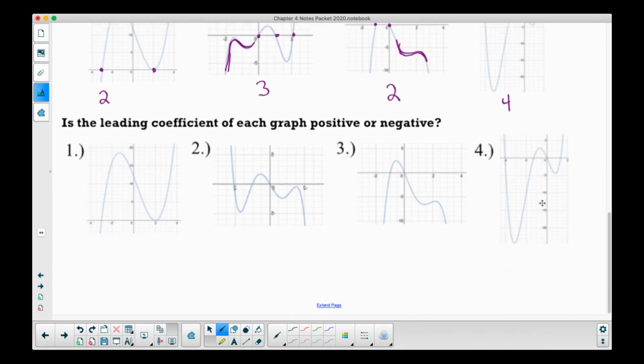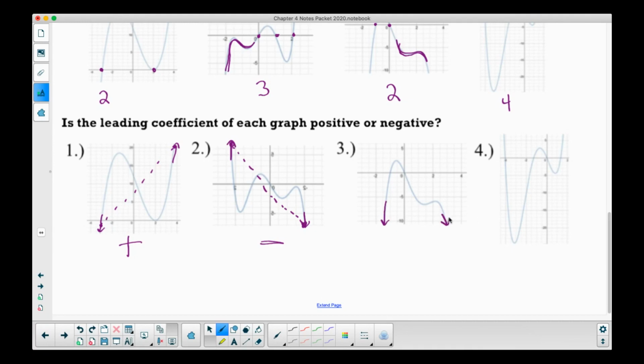All right, and then here, is the leading coefficient of each graph positive or negative? Well, we know this is an odd. And if we were to attach the arrows on either end, we would have a positive line. So this is going to be a positive leading coefficient. All right, this odd graph, if we attach the arrows, we see a negative line. So this would have a negative leading coefficient.